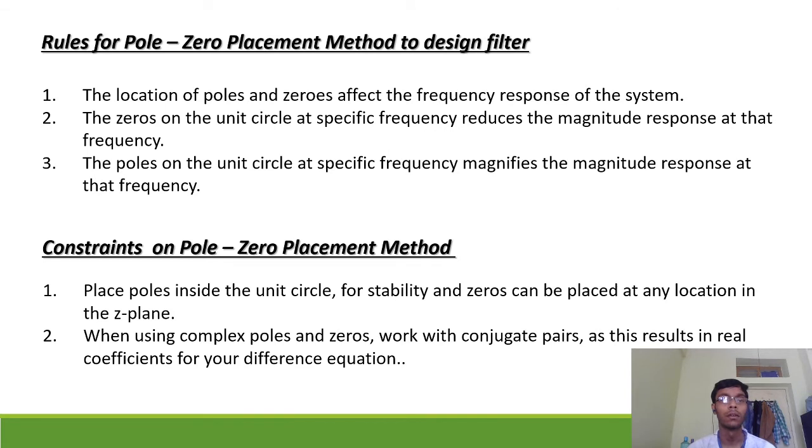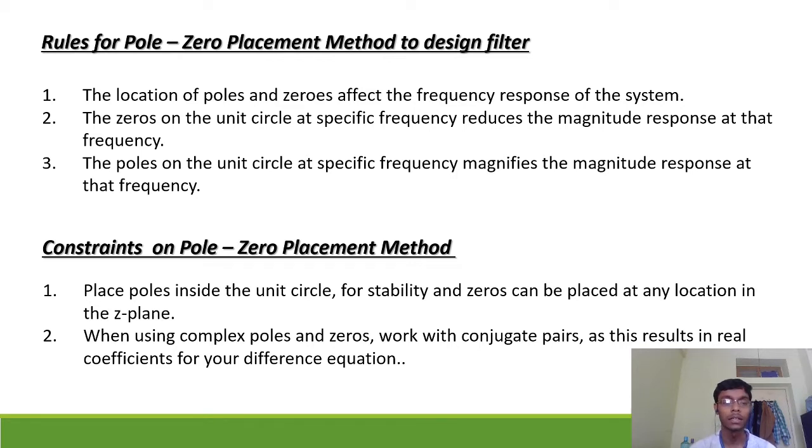So how do we design a filter using the pole zero placement method? The location of the poles and zeros affect the frequency response of the system. Zeros on the unit circle at a specific frequency reduce the magnitude, whereas poles at a specific frequency magnify the magnitude response at that frequency.